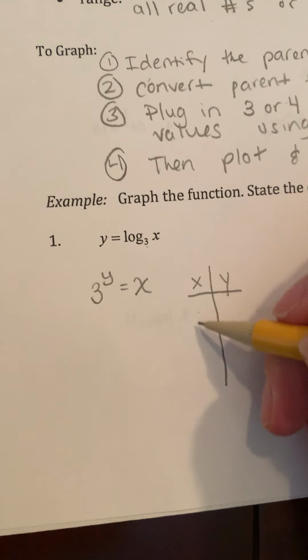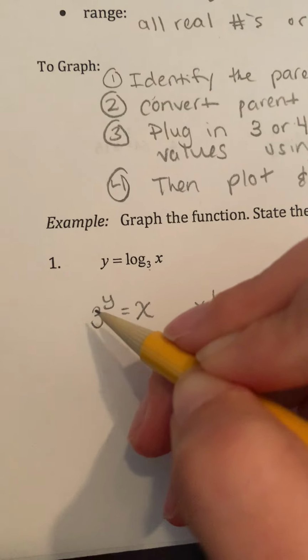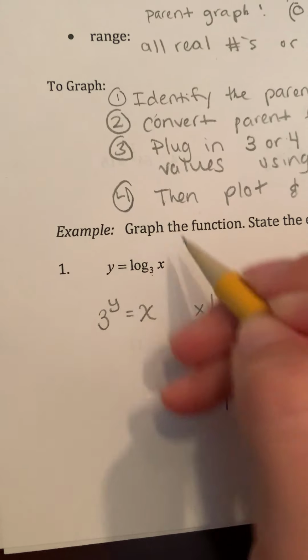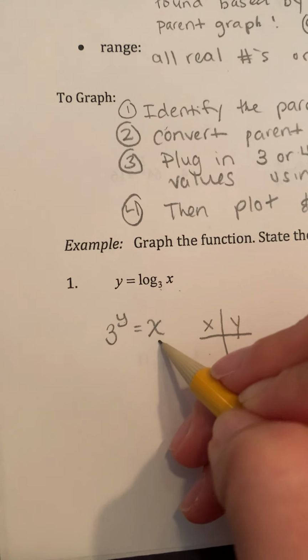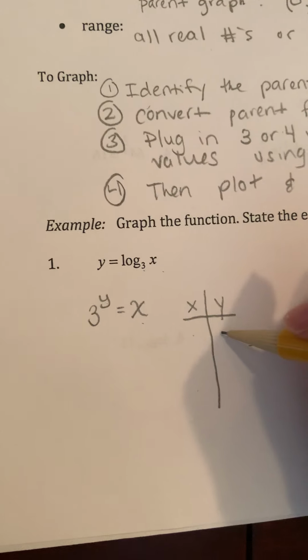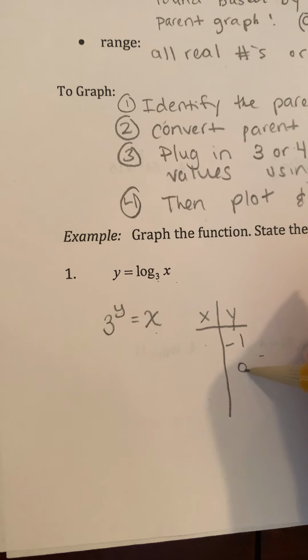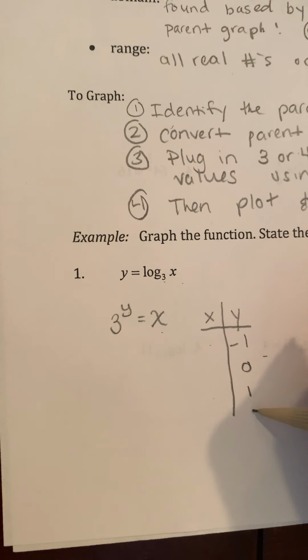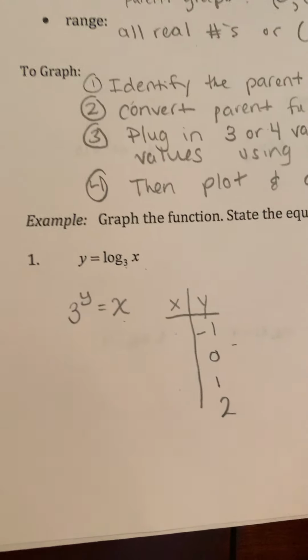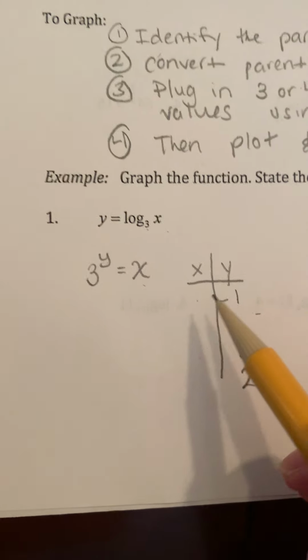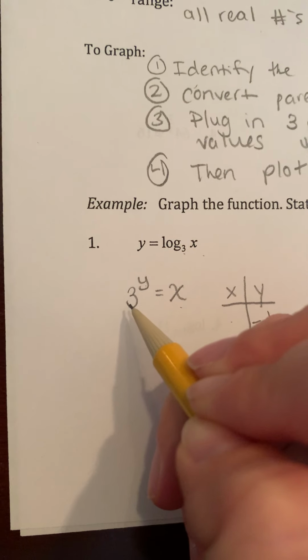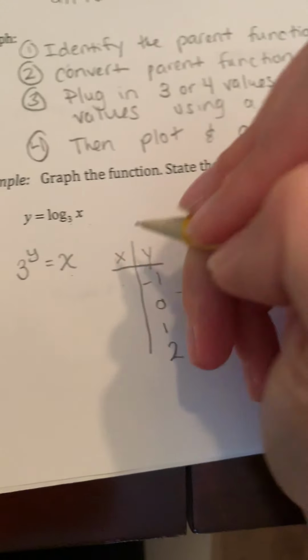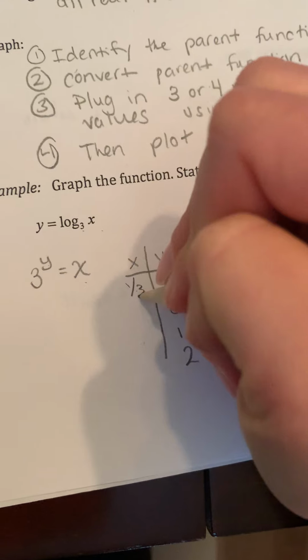Usually with my table, we plug in values for x and determine y. But notice, because we're talking inverses here, we're going to plug in for y instead of x. So I like to have at least a negative, 0, and a positive. And I usually plug in those 4 values. So what happens when I plug in a negative 1 here? I'll have 3 to the negative 1, which is 1/3.